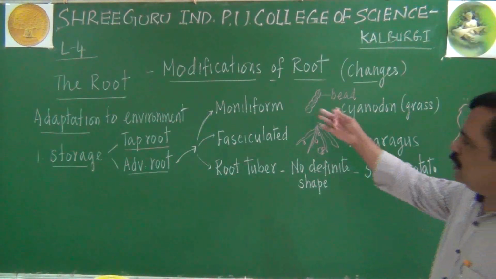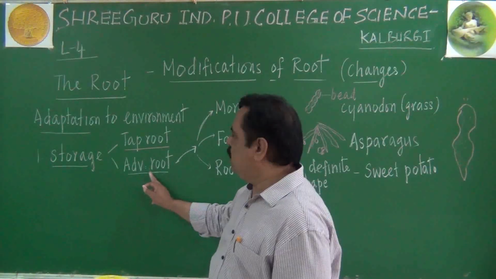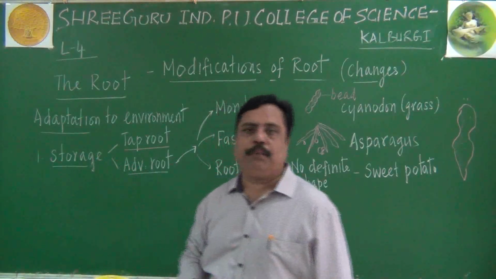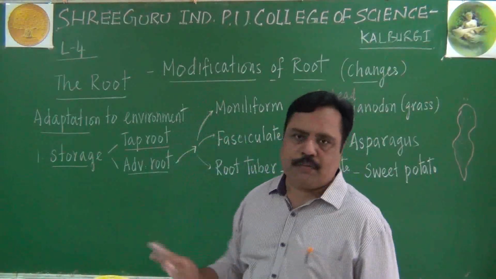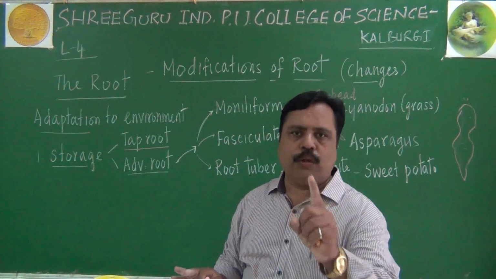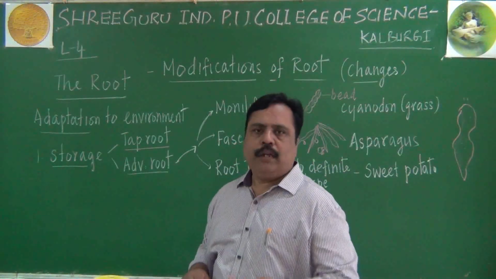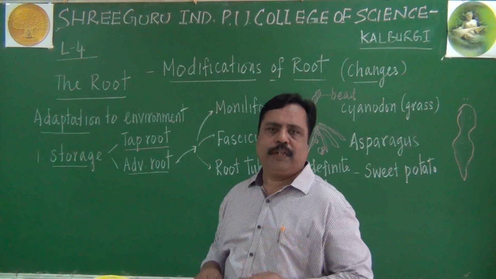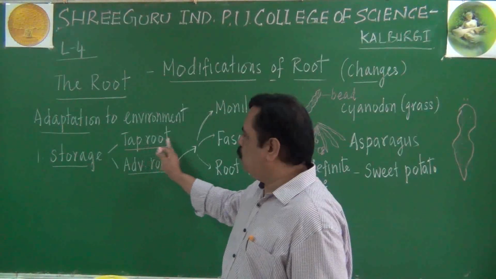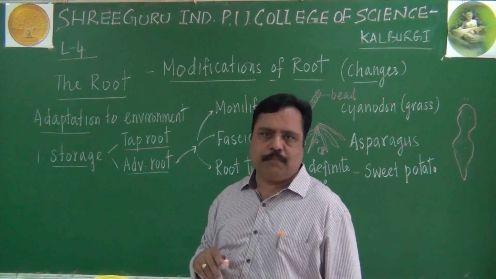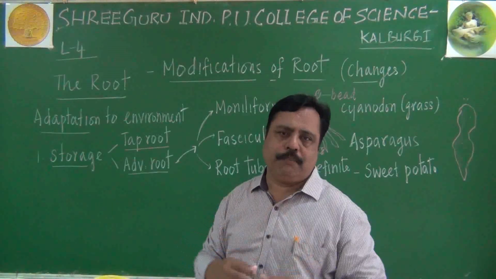Remember, these are three important modifications found in the adventitious root for the purpose of storage. I did not complete modification of root still. Just I told you one purpose for modification, that is storage only. Let us go for some other modification, for some other benefits here. For taproot modification, I told you three examples: conical, fusiform and napiform.